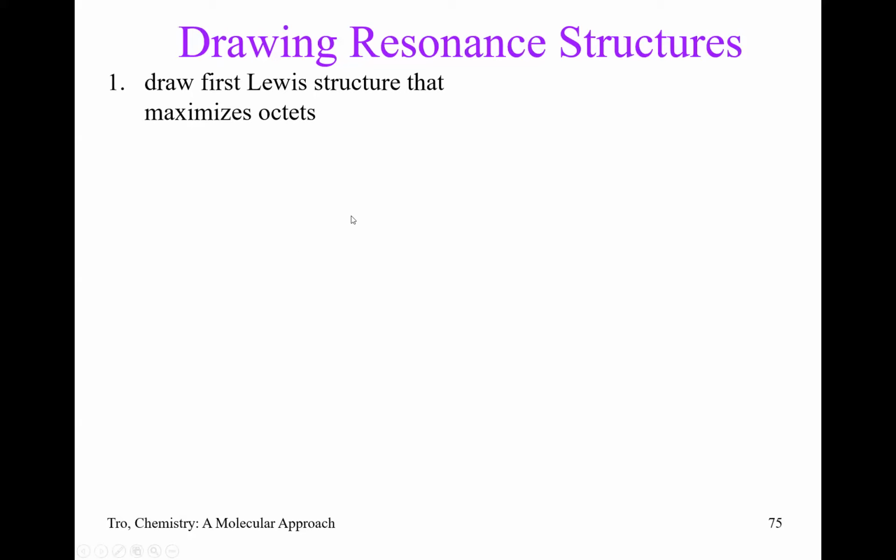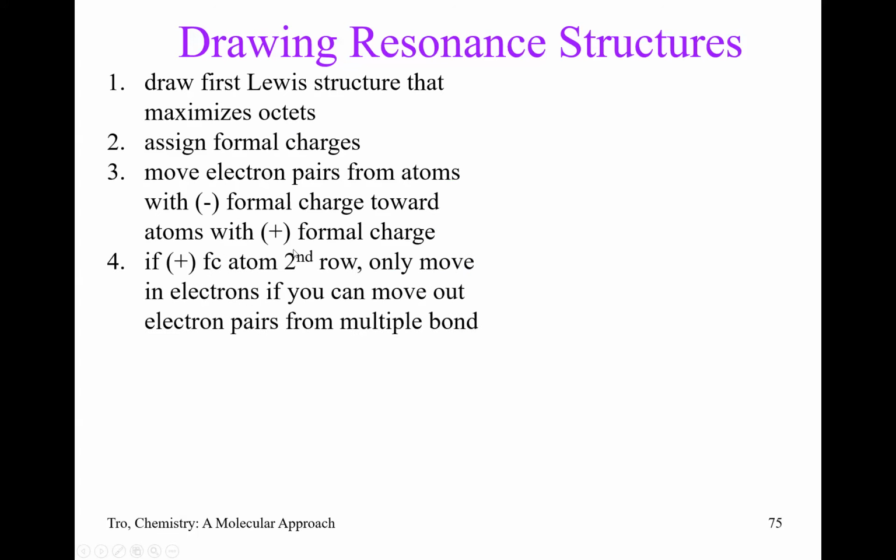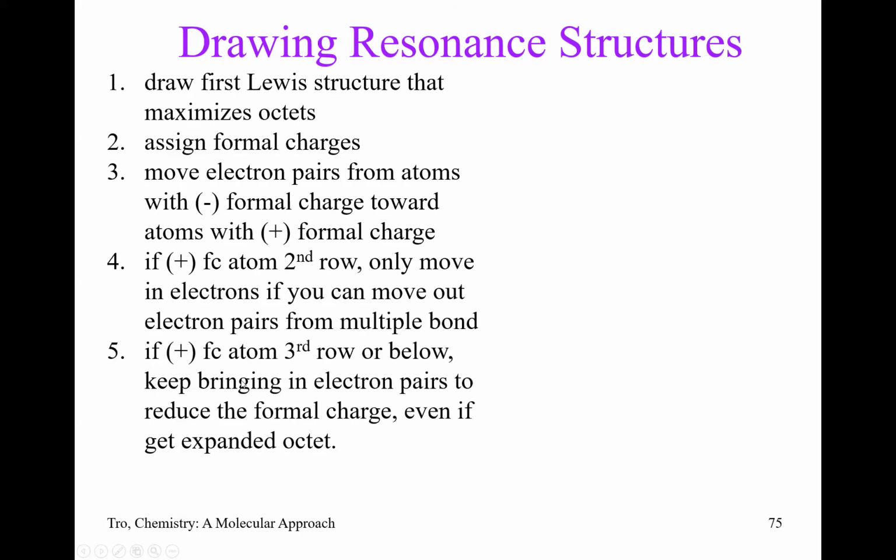All right, so to draw these, you've got to do the Lewis structures we covered last time. I'm still working through them. Started putting in those formal charges. Notice where the electron pairs are, you can move them, and the minus and plus charge. Is it a second row? Only move the electrons if you can move them out from those multiple bonds. In the third row on, you can put in more electrons and do the expanded octet if needed.